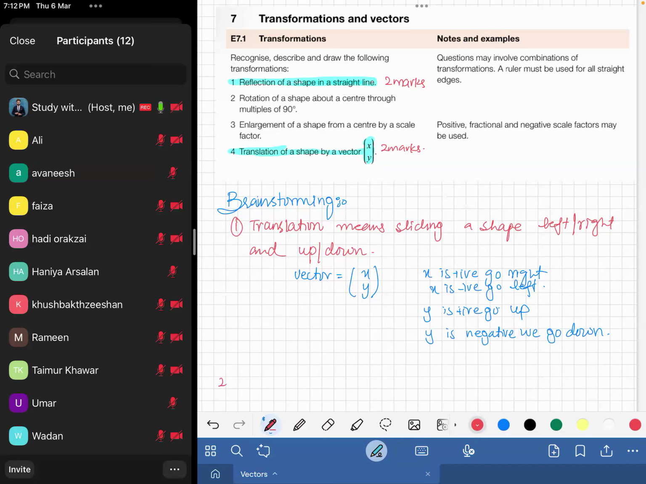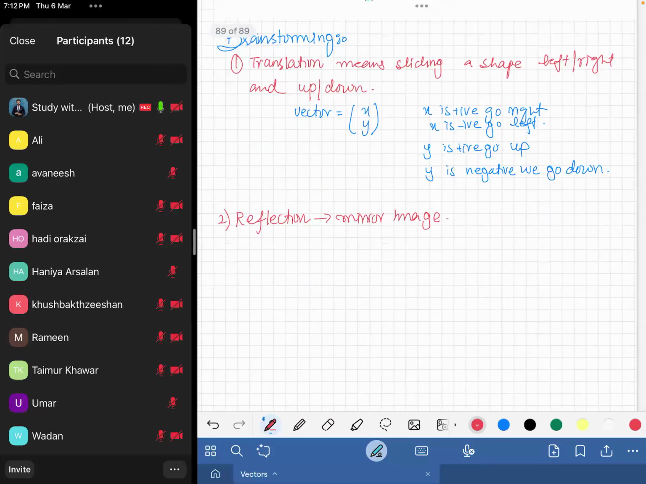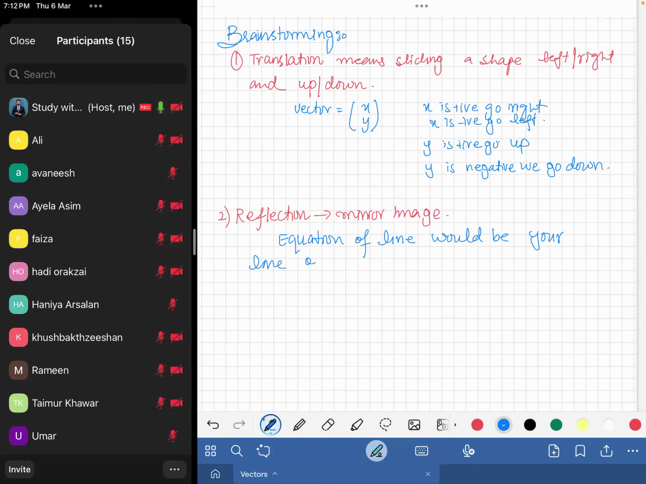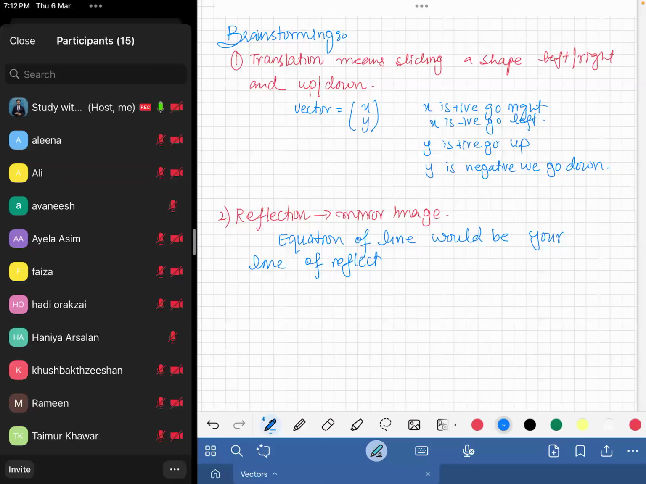Then on the second number, we studied reflection. Reflection means mirror image. And I told you that this will come in the Cambridge exam for 2 marks as well. Mirror image. So the equation of line would be your line of reflection.